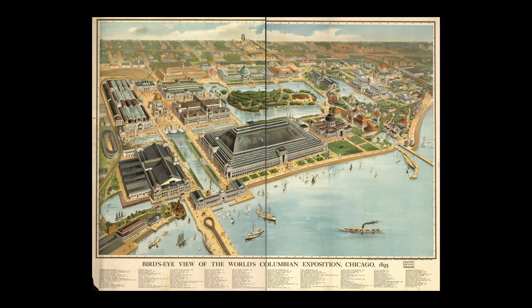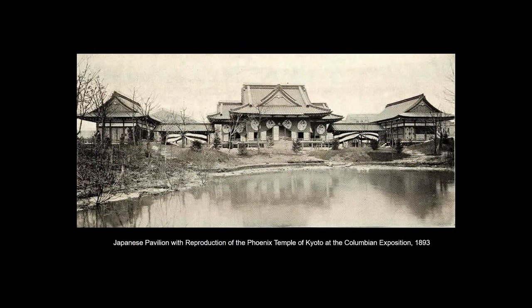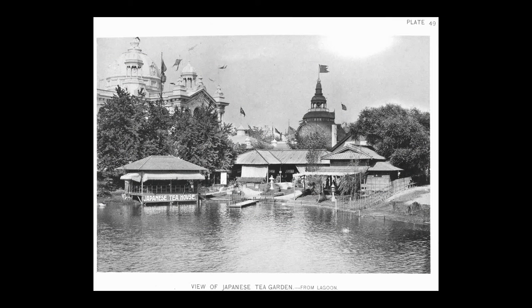But perhaps the most famous is that on the island in the center of this thing, there was a Japanese pavilion. And the Japanese pavilion was a reconstruction of the Phoenix Temple in Kyoto. And this was Japanese architecture. So young architect and student to Louis Sullivan, Frank Lloyd Wright, went into this, and it was unlike any architecture he ever saw. There was even a tea house there, and so people could actually experience what it was like to be in a Japanese tea house.